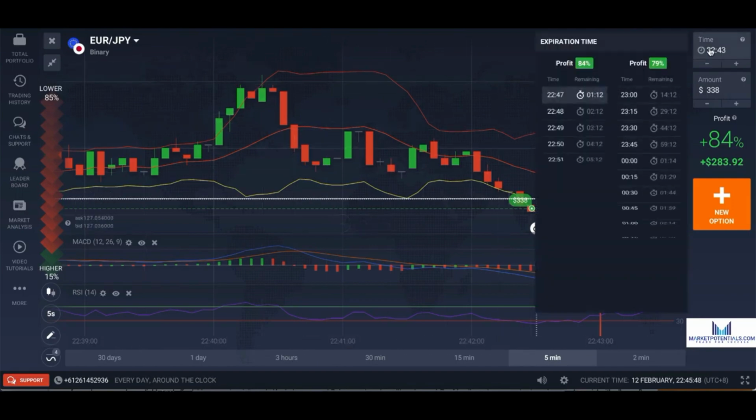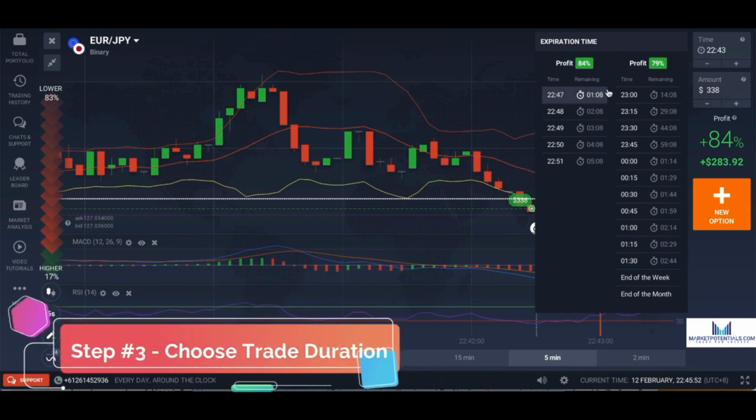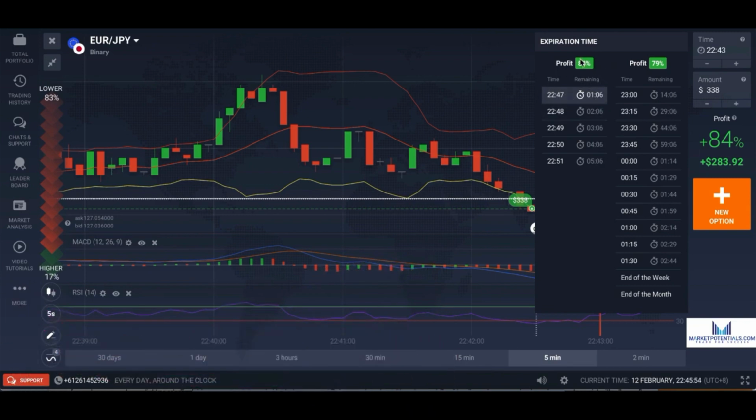The next thing you're going to do is come down to the time and select the top left corner. This is going to be the shortest time to trade, and as you can see, it gives you a higher profit, 84%. This is a 1 minute trade. This is going to be a 5 minute trade.